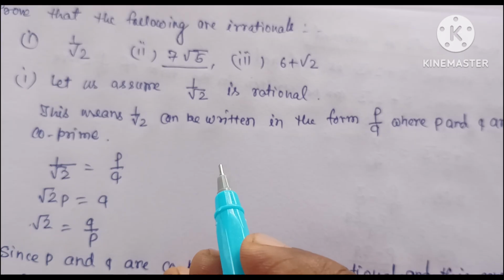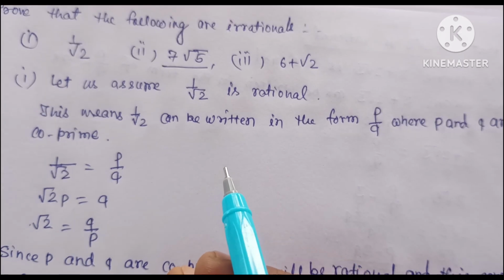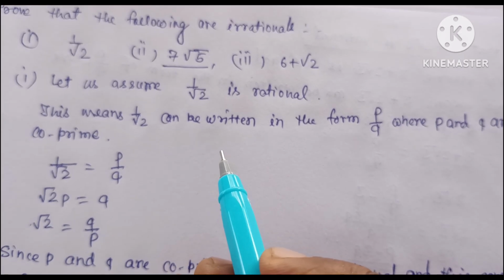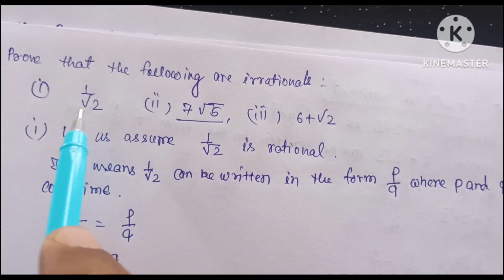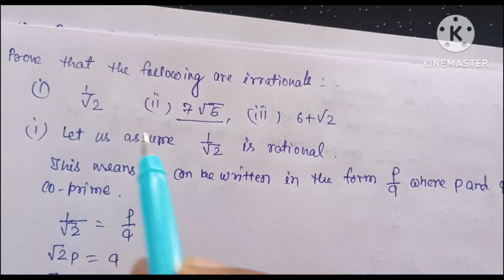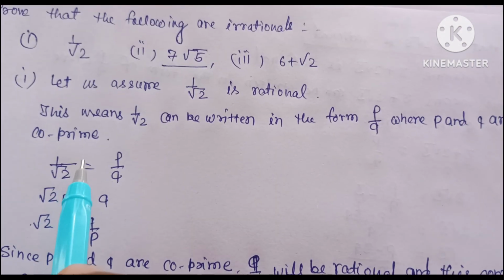Question number 3, exercise 1.2 from the NCERT book. What you have to prove is that the following are irrational. The first one is 1 by root 2. So we are starting the solution.